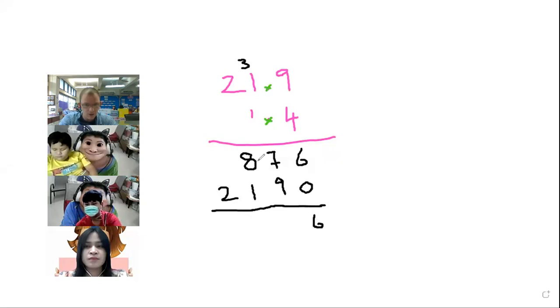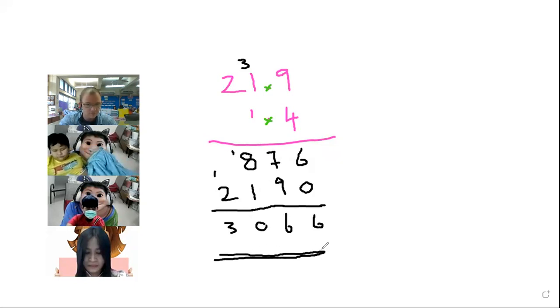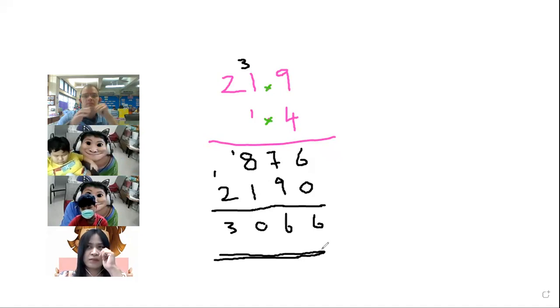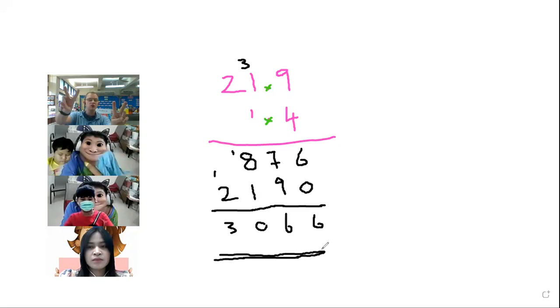Now we add. 6 plus 0 is 6. 9 plus 6 is 15. Carry the 1. This equals 10. Carry the 1. This equals 3. So now we have 3066. How many decimal places do we have in this question? 2. So how many decimal places will the answer have? If the question has 2 decimal places, how many does the answer have? Also 2. So if the question has 2 decimal places, the answer has 2 decimal places.